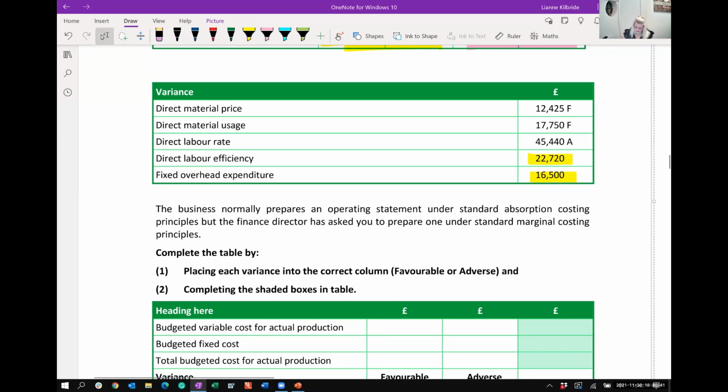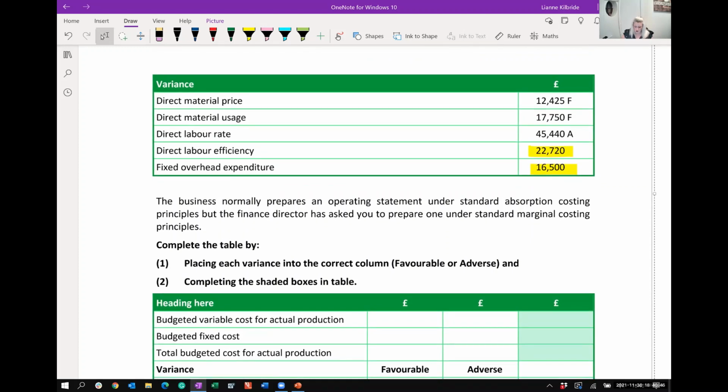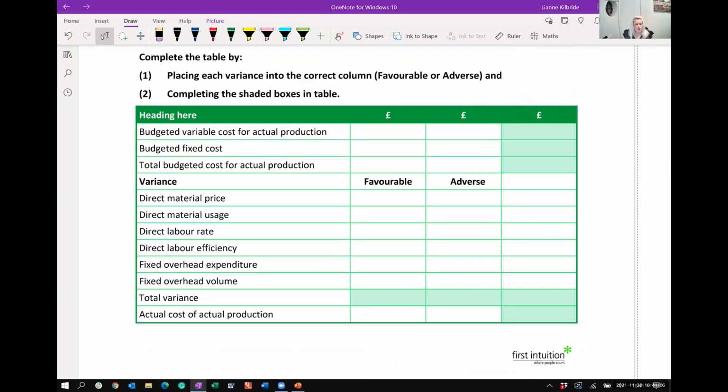Okay, so it says here within the question, the business normally prepares an operating statement under standard absorption costing principles. That's what they usually do. But the finance director has asked you to prepare one under marginal costing principles. So we need to know what the difference is when we're dealing with an operating statement when we're working with marginal.